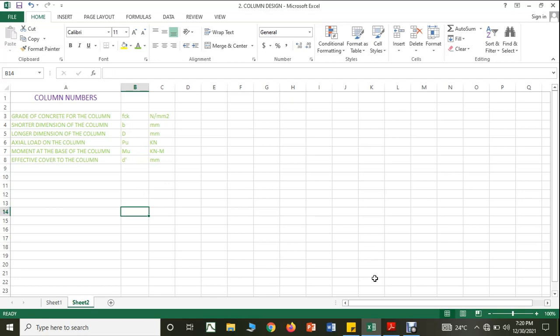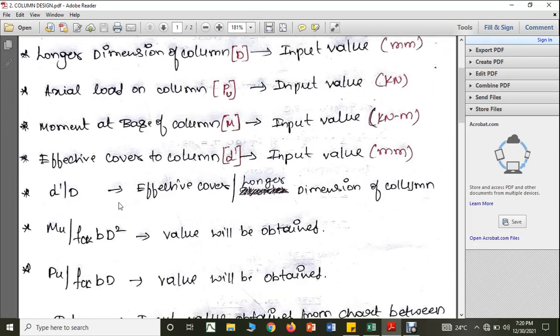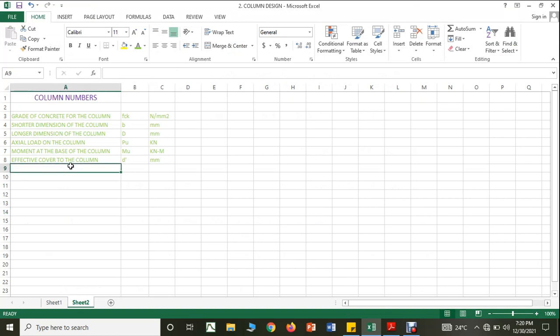After that you are supposed to find out a value called d dash by d. So we'll write this as d dash divided by capital D. There is no symbol for that and there is no unit because everything will get cancelled.